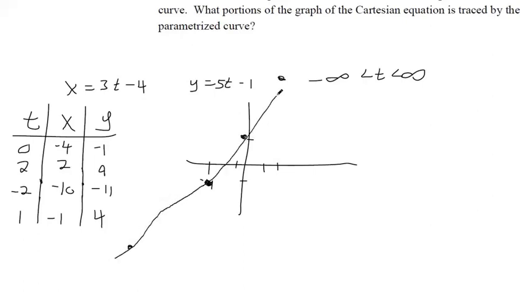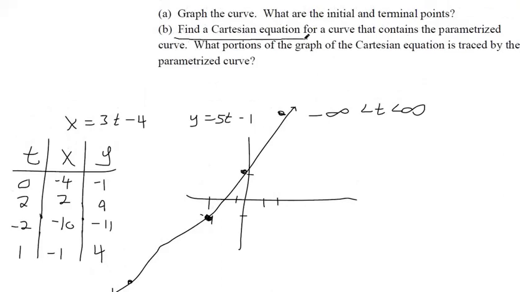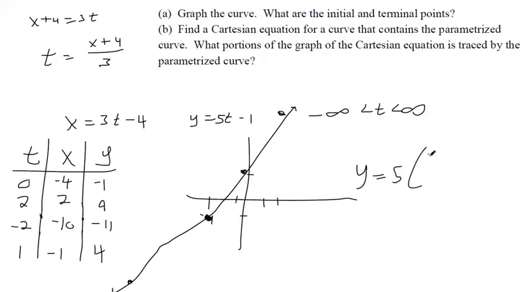And what can confirm that straight line is if you are to find a Cartesian equation for the curve. So solve for t in either one of these equations, like I'll do it over here. I'm going to add 4 to both sides. I'm going to divide 3 from both sides, so I get t is x plus 4 over 3. Okay, I solved for t. And now I can plug what t is into this equation over here. So we get y equals 5 times t, which is x plus 4 over 3. And then there's still a minus 1 out here.